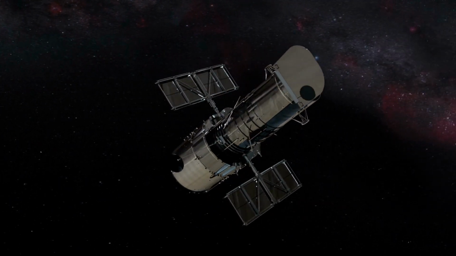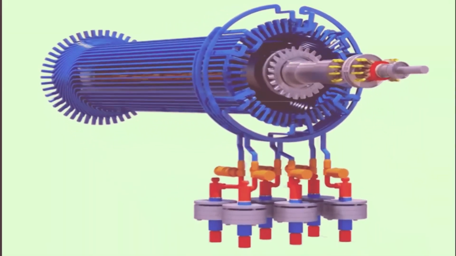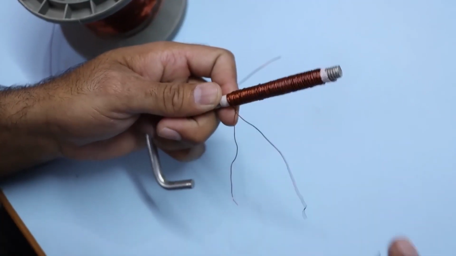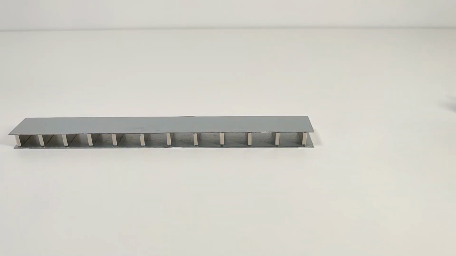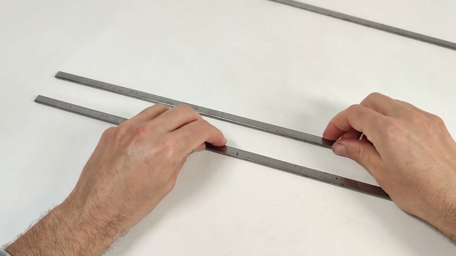The second key element is superconducting materials. Superconducting materials are used to create the strong magnetic fields required for Maglev propulsion. These materials can conduct electricity with zero resistance and can generate stronger magnetic fields than traditional conductors.